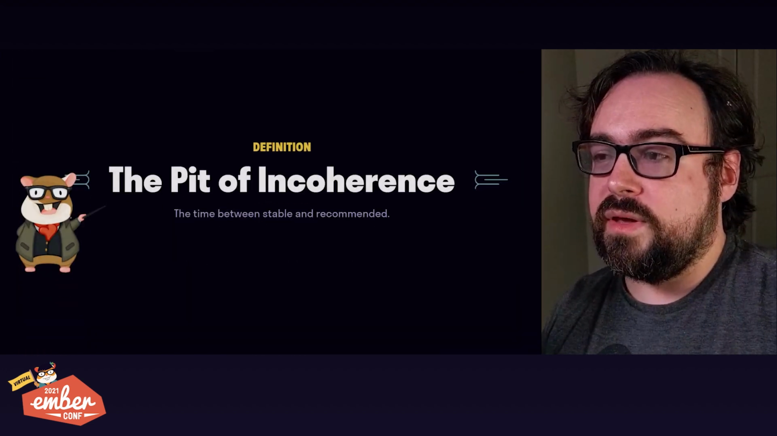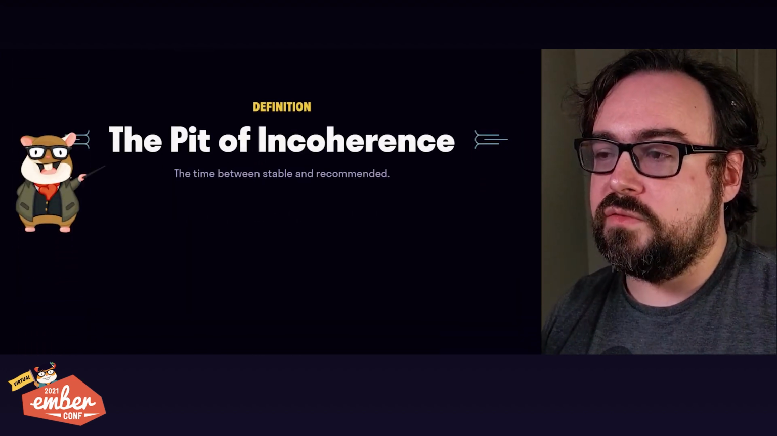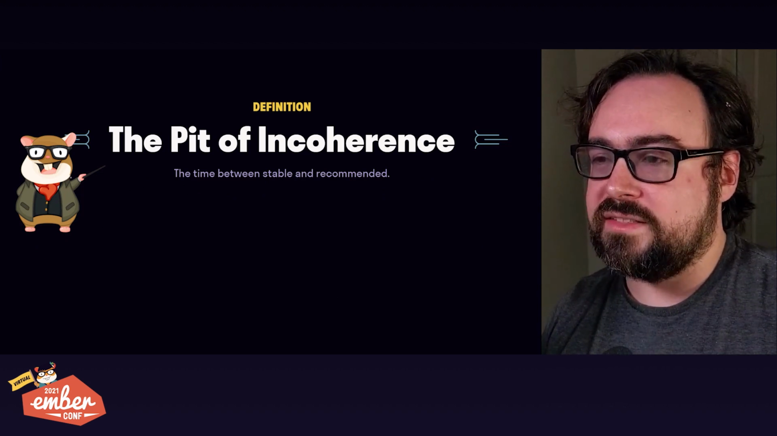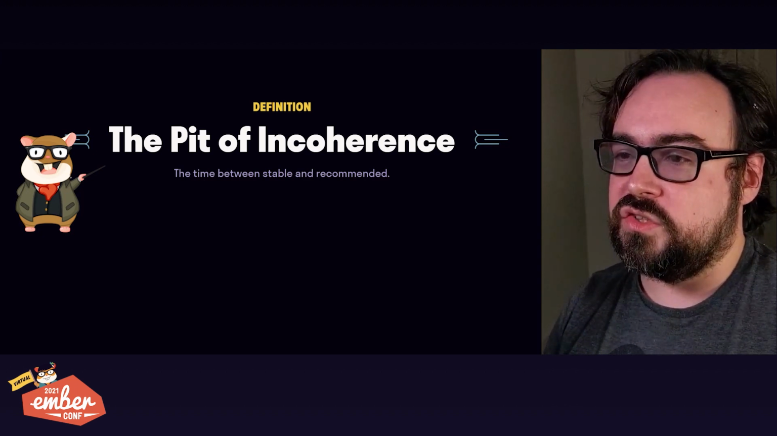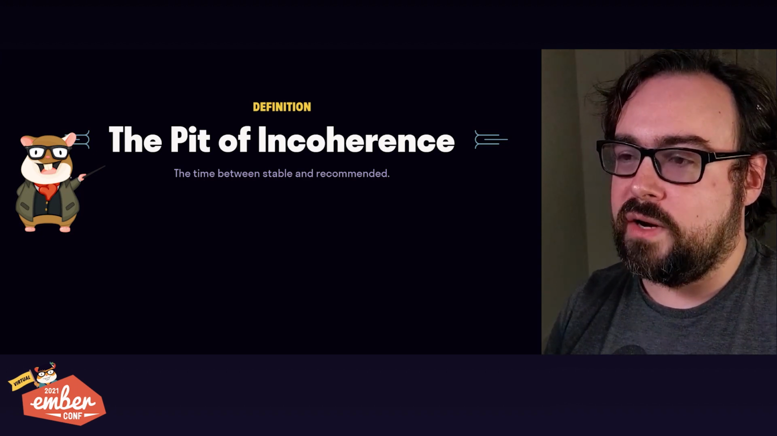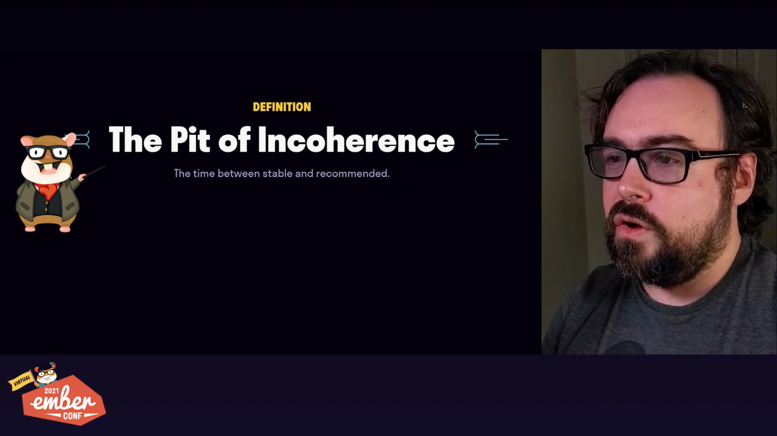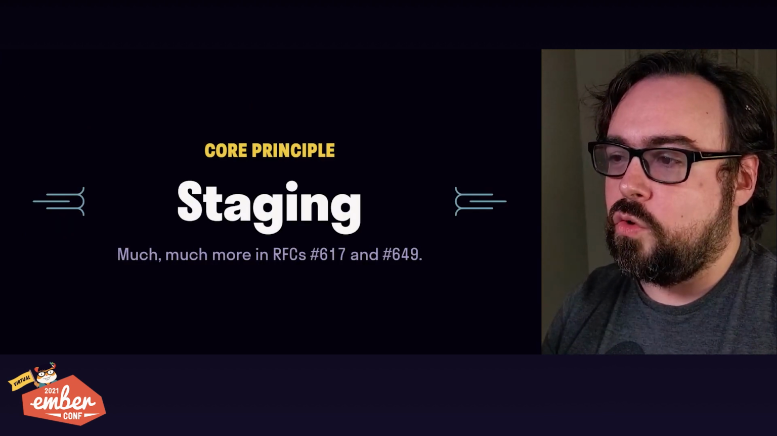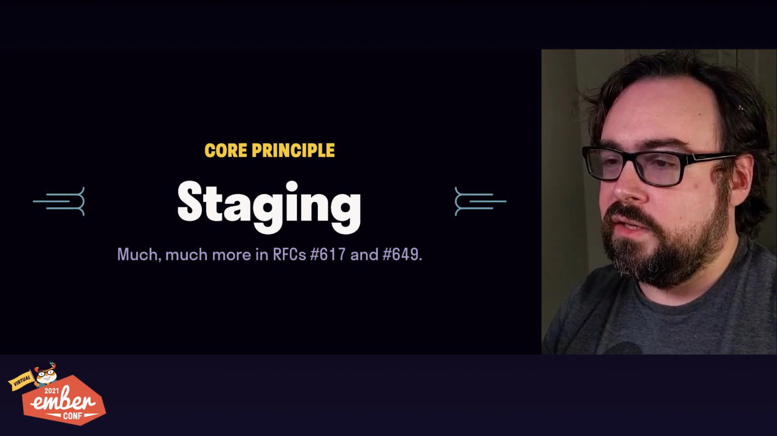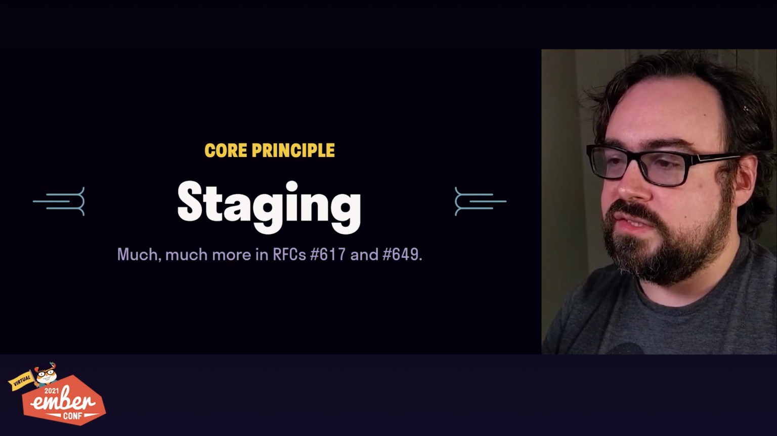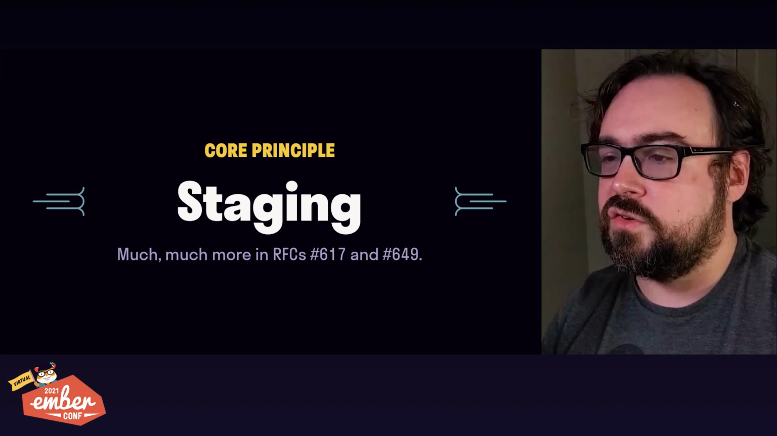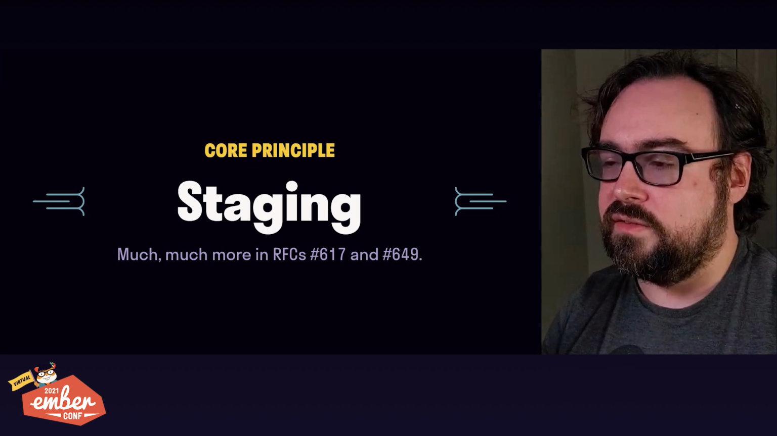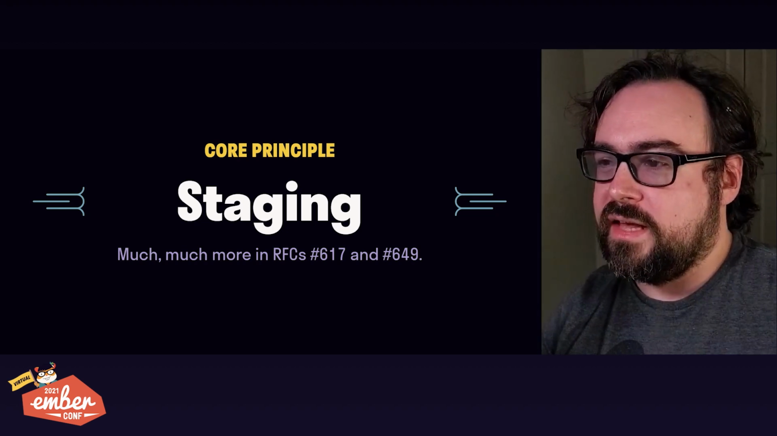As a bonus, now that we have the recommended stage, we can crisply define the pit of incoherence. The pit of incoherence is that point in time last year that motivated editions. From this perspective, the pit of incoherence is just the time between stable and recommended. The long and short of it is that staging is now the core way that we understand feature evolution. And there are two new RFCs, RFC 617 for adding features and 649 for deprecating features, that describe the staging process in detail. And our toolkit is now filled out.